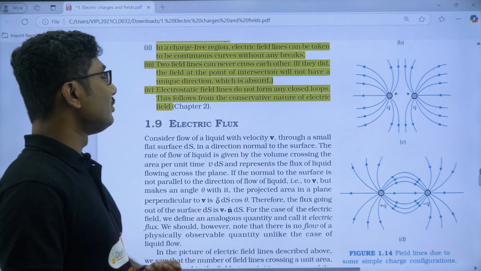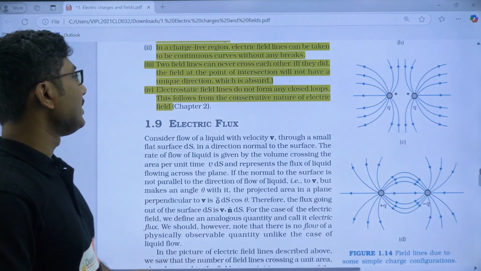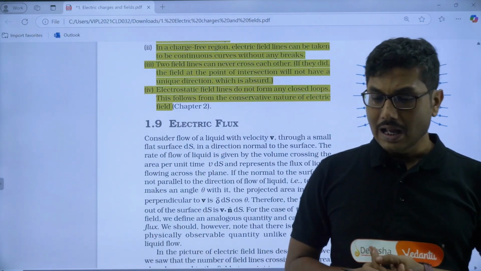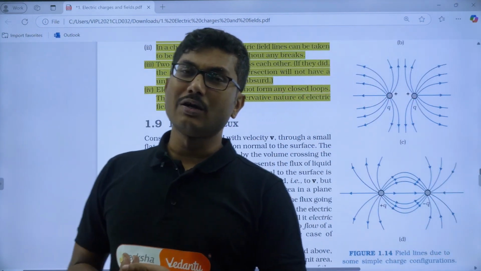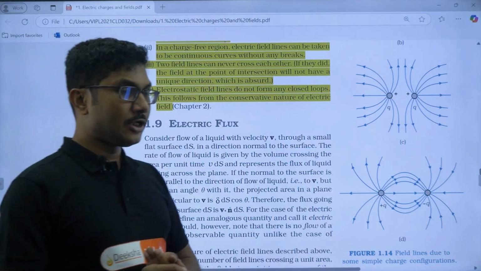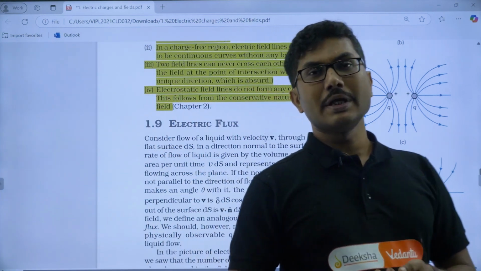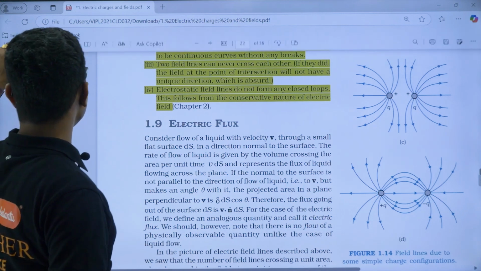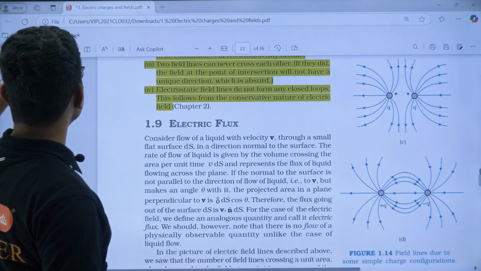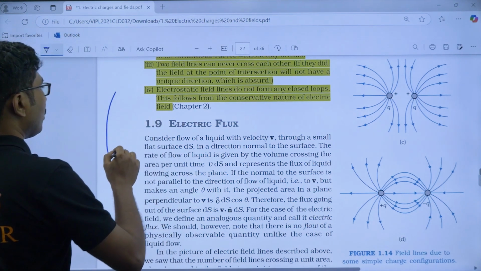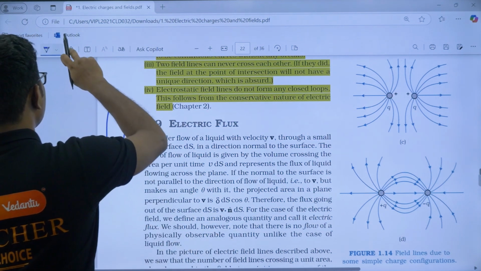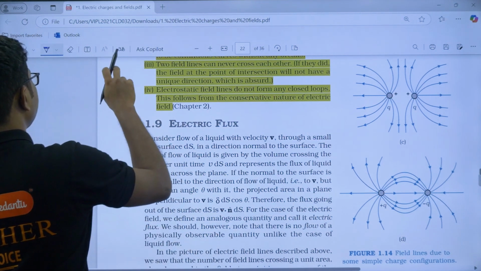Electric field lines do not form any closed loop. This follows from the conservative nature of the electric field. So the electric field is a conservative field and its lines do not form any closed loop. What is the meaning of a closed loop? A closed loop means they start at the same point and end at the same point. This is a closed loop, but for an electric field this is not possible.